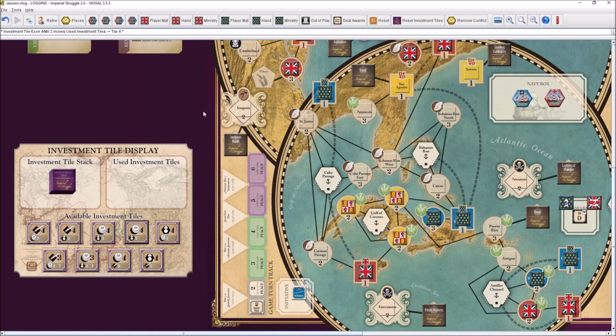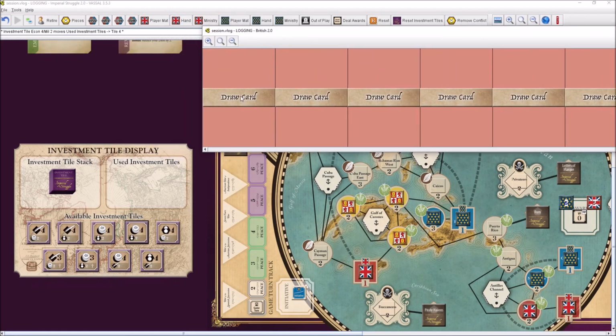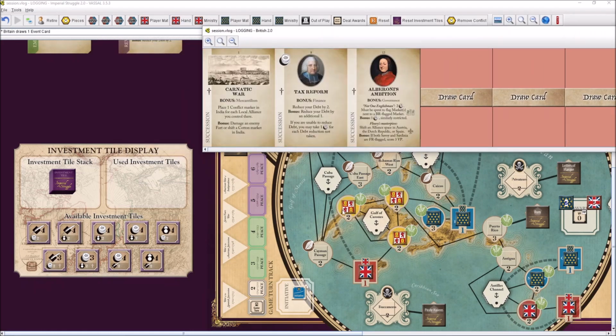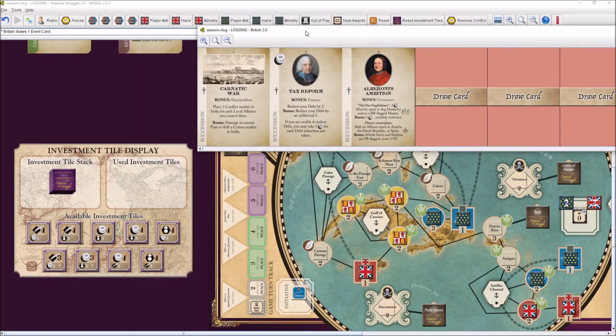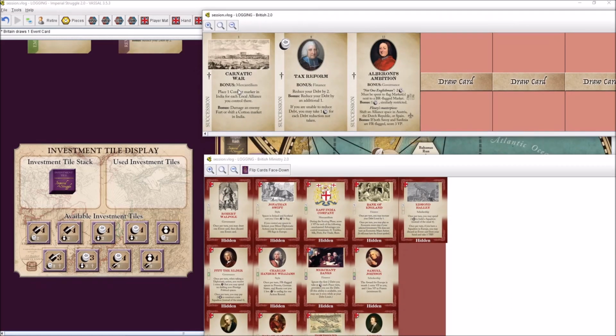Now, the next step is to draw events and then choose the ministry cards. So let's start with the British. They have 1, 2, 3 events drawn, and now we can also choose the ministry cards. And as you can see, each event has text of what it actually does, but also a bonus. And the bonus condition is always just below the text. So you read from top to bottom.